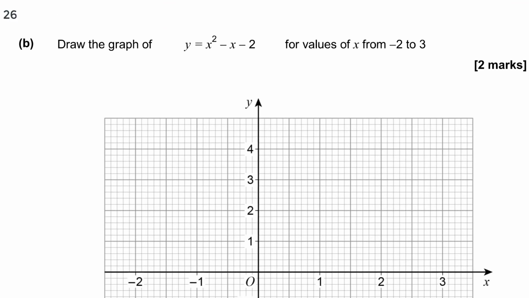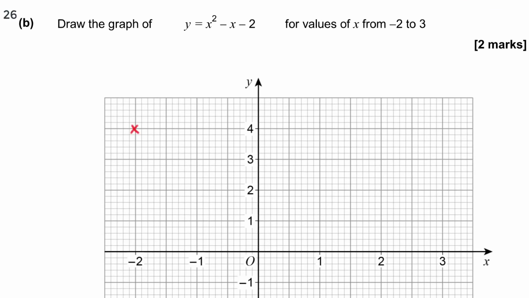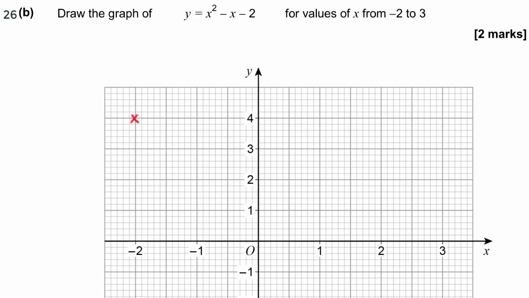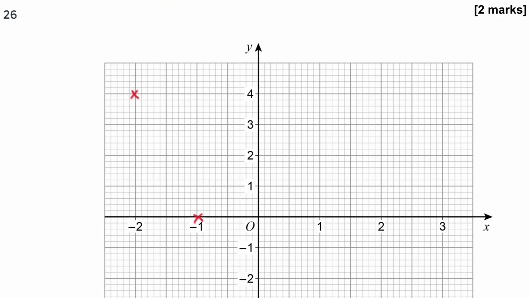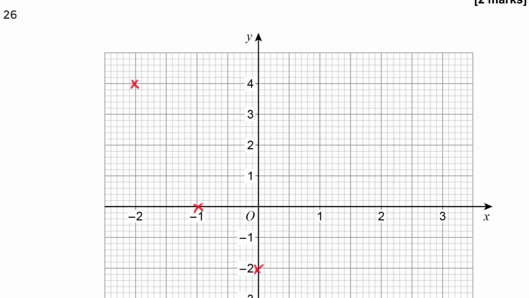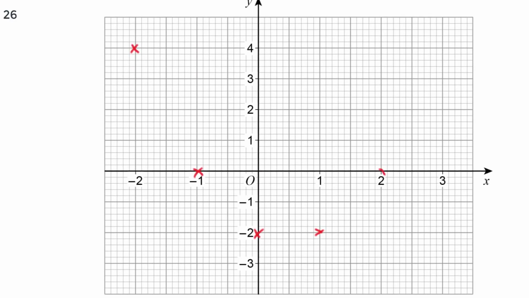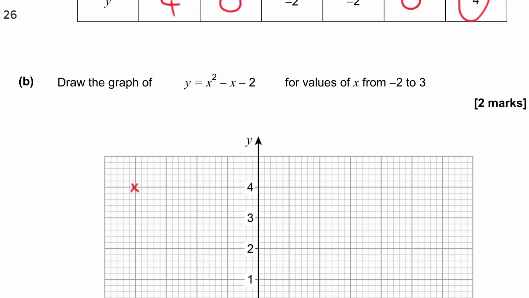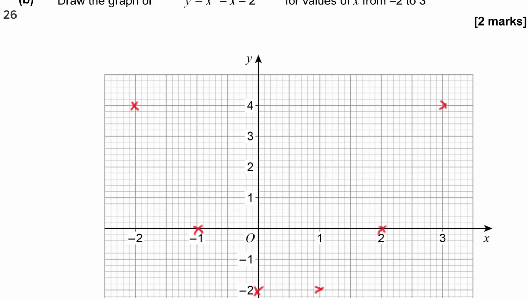Right, so draw the graph of y equals x squared minus x minus 2 for the values of x from minus 2 to 3. So basically we just need to plot those points on. Minus 2, 4 is up here. What's next? Minus 1, 0. 0, minus 2. 1, minus 2. 2, 0. And 3, 4. Okay. Now this was a quadratic equation, so we were expecting a parabola, and that is what we've got. So I'm feeling pretty confident here that we've got it right.